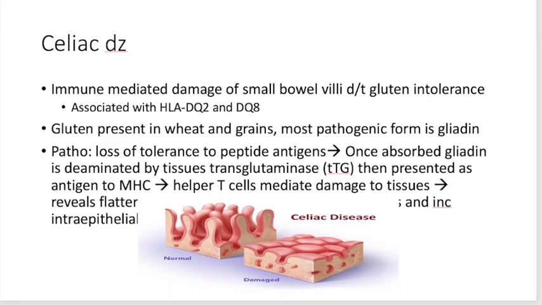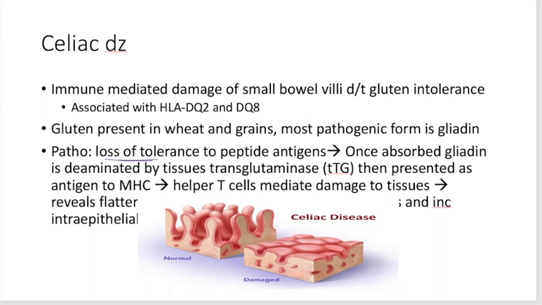Gluten is present in many things, such as wheat and grains, and the most pathogenic form is gliadin. What happens is we have an autoimmune process, so we end up with loss of tolerance to the peptide antigens. Once absorbed, gliadin is deaminated by the tissue transglutaminase, which is TTG. This is what we're going to test for.